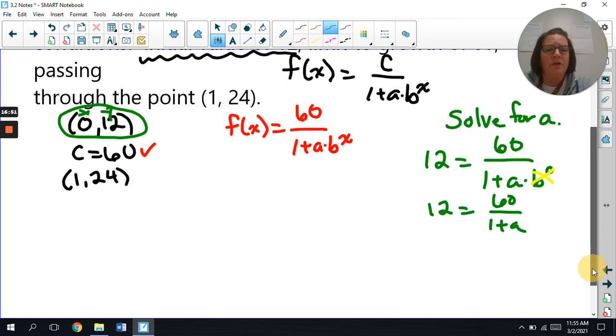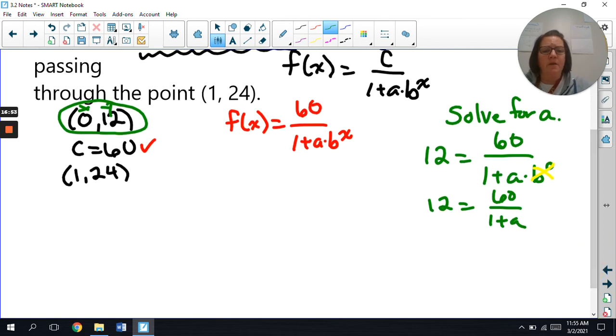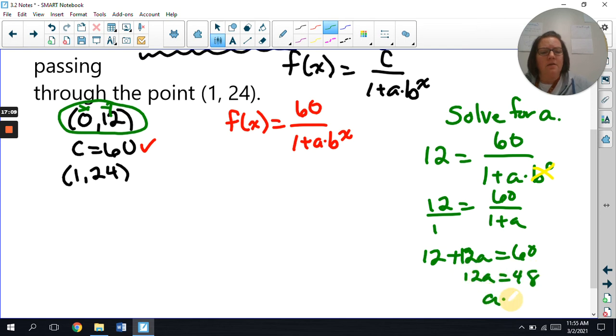So I'm going to go ahead and cross multiply. I'm going to put this over 1, and so that means I end up with 12 plus 12a equals 60. 12a equals 48. So a is going to equal 4. So that's my next step. Again, I'm done with this one, and the only one I have left to find is B.